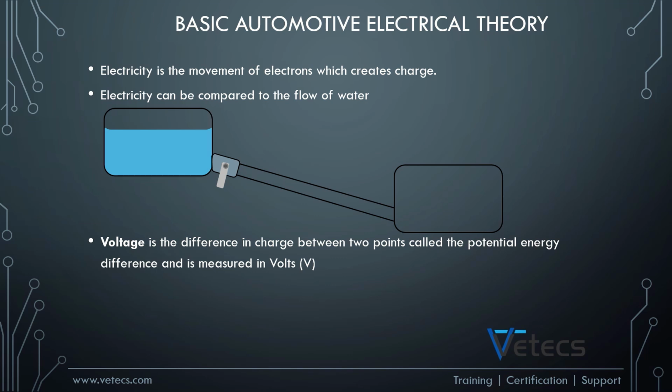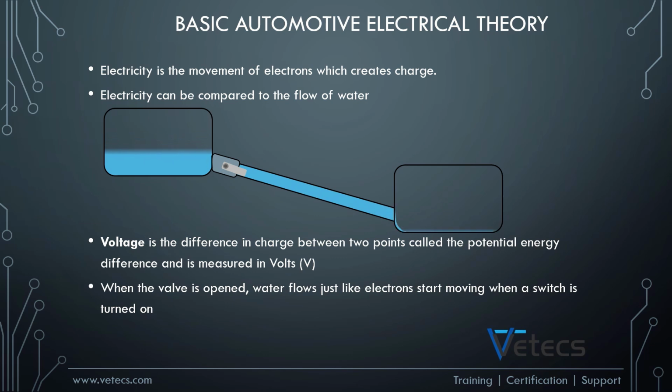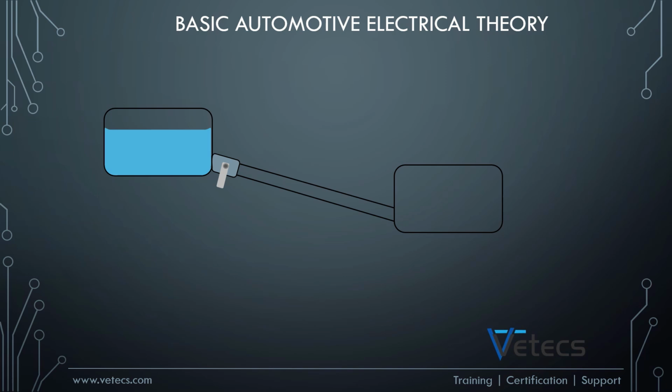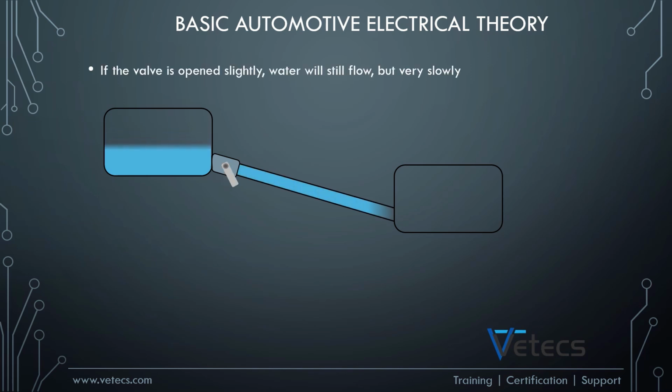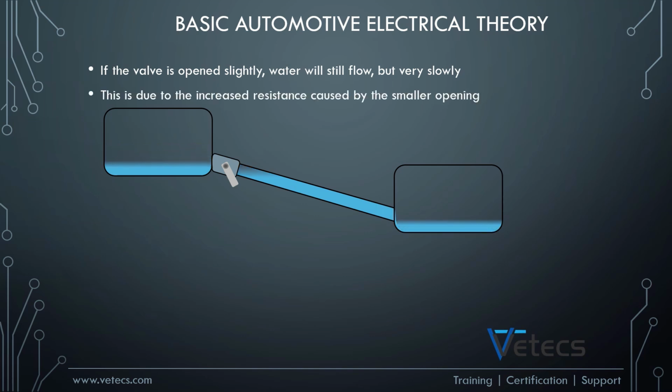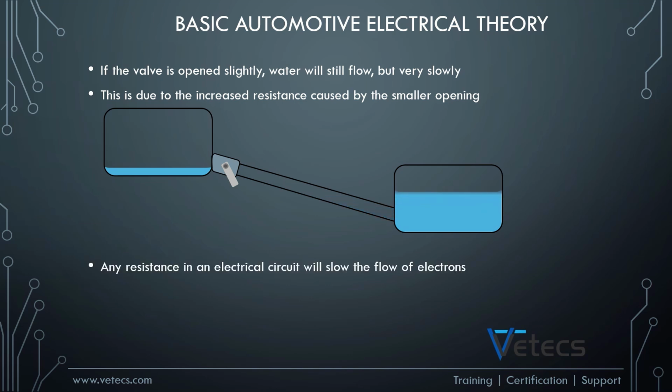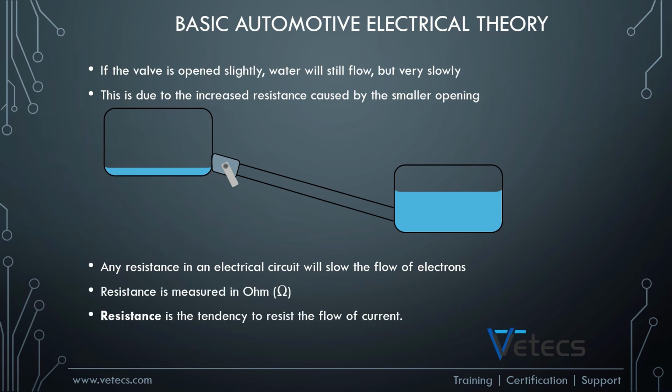The valve represents an on-off switch. When the valve is opened, water will flow from the first container to the second, just like electrons start moving when a switch is turned on. In the previous example, the valve was opened fully to let the water flow from one container to another. If the valve is opened slightly, water will still flow, but very slowly. This is due to the increased resistance caused by the smaller opening. The same applies to electricity. Any resistance in an electrical circuit will slow down the flow of electrons. Resistance is measured in ohm and is displayed using the symbol ohm.